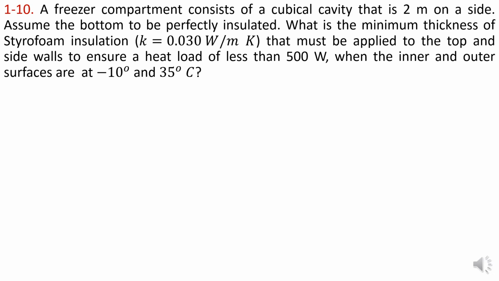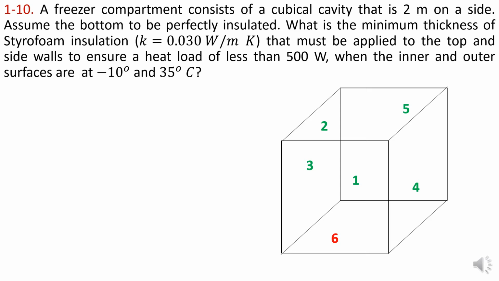degrees centigrade. We have a cubical compartment of a freezer and its bottom side is perfectly insulated. This is the schematic which is available on your screen. You can see that 5 sides, 1, 2, 3, 4, 5, which are green in color, allow the heat transfer, but the sixth side, the bottom side, which is red in color, does not allow any heat transfer because it is perfectly insulated.